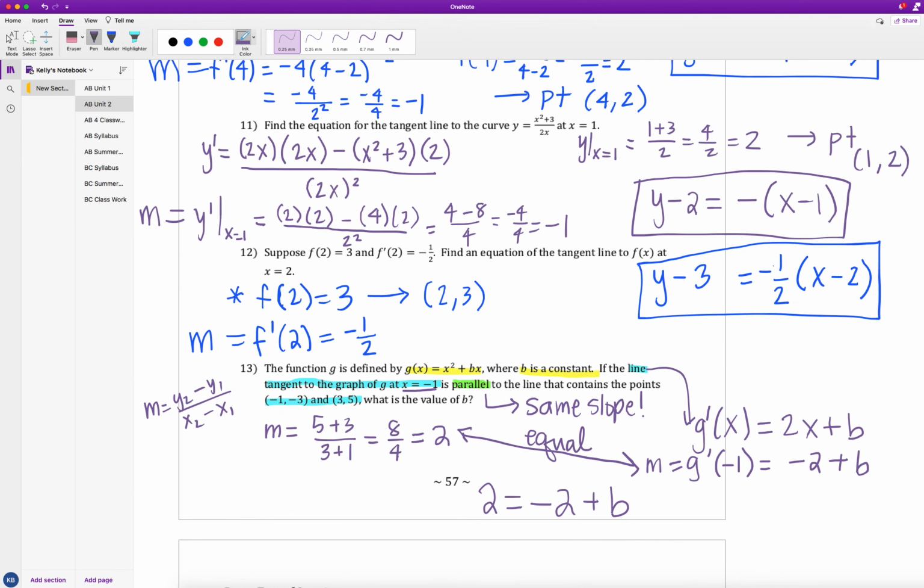So from here, I can solve for b by adding 2 to the other side, and b would have to be equal to 4 then.